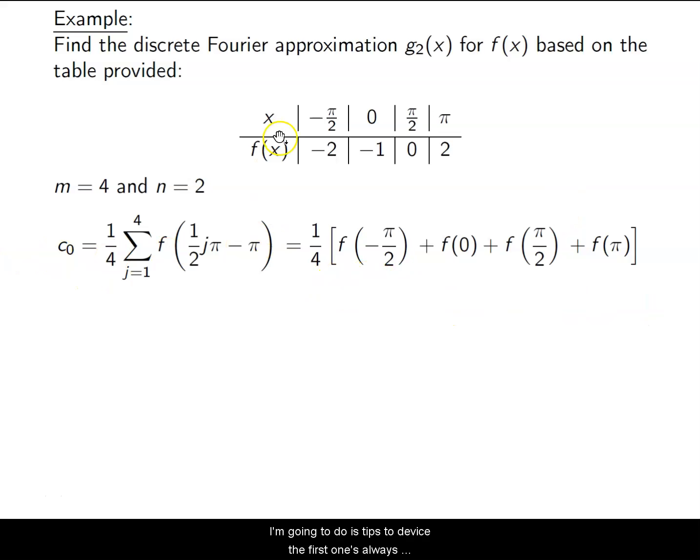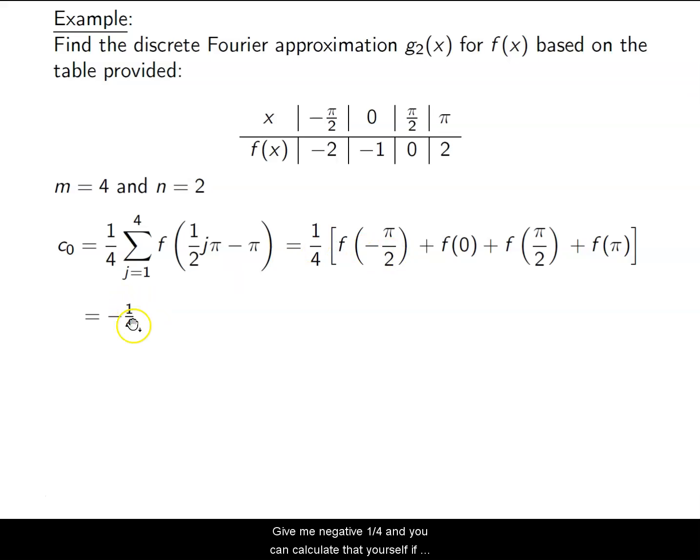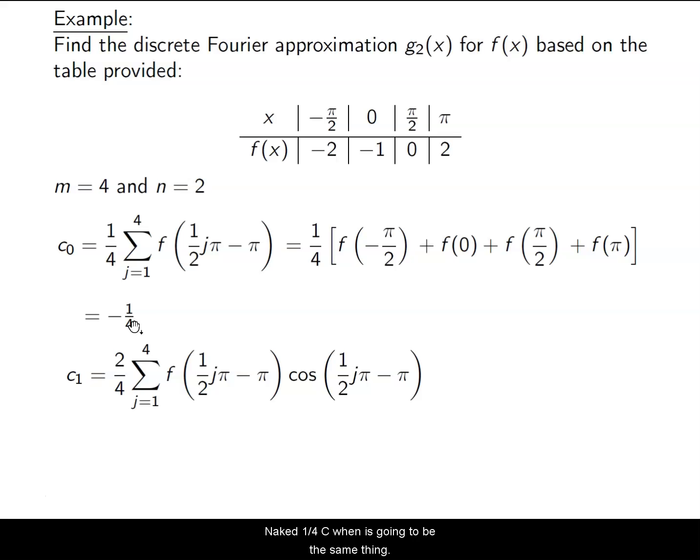So the first one's always easy. It's literally each of the values that should be given to you. So this is just 1/4 times negative 2 plus negative 1 plus 0 plus 2, right? Which should give me negative 1/4, and you can calculate that yourself if you're not sure that that's what you get. But here you get negative 2 plus 2 is 0, plus 0 will leave you with negative 1. Negative 1 times 1/4 is negative 1/4, right? C1 is going to be the same thing, okay?